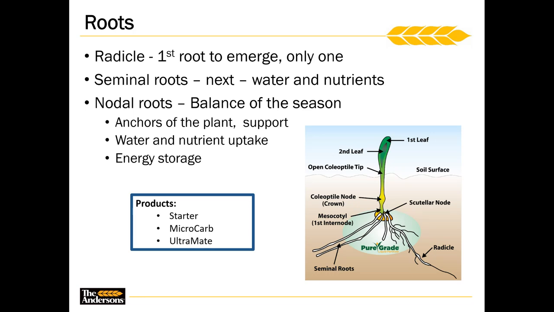So to impact growth early on in this season, we talk about starter, we talk about zinc, and we talk about Microcarb and Ultramate. Each of those are going to play a role. Starter is going to provide that nutrient. Microcarb for in-furrow and Ultramate 2x2 are going to provide that carbon source to help deliver the nutrients and be a delivery system to deliver everything into the crop and help with our overall root growth.